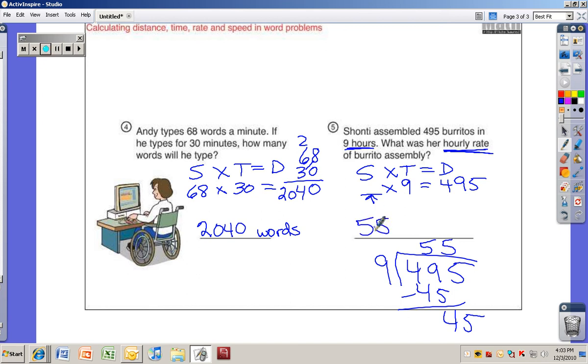Now this is a rate. So what is she assembling? She's doing burritos. And burritos per what? It says, what was her hourly rate? Hourly rate. Burritos per hour. I guess another way to say that is BPHs. 55 burritos per hour is the correct label.